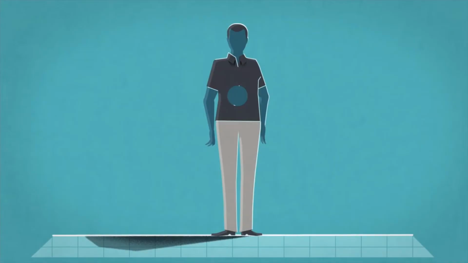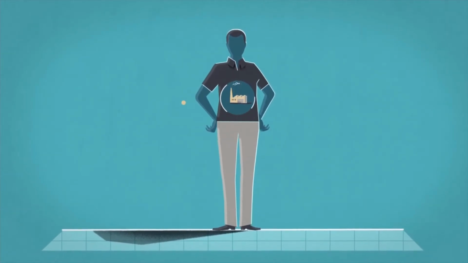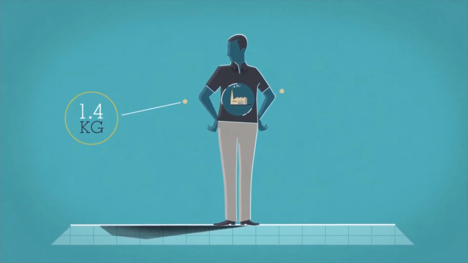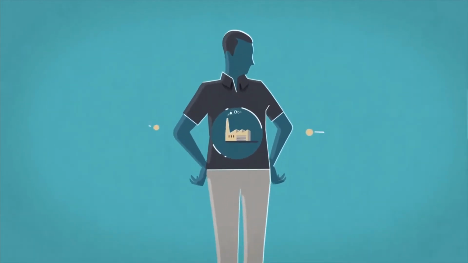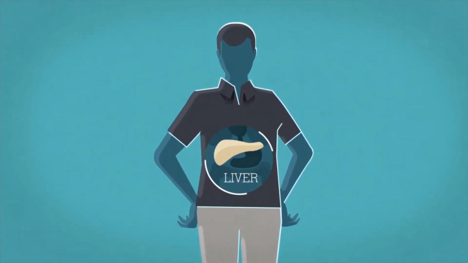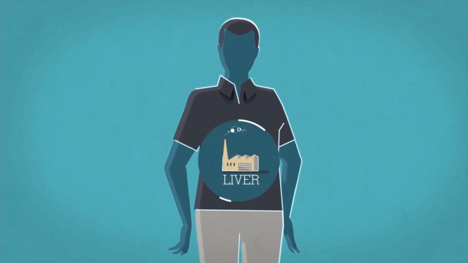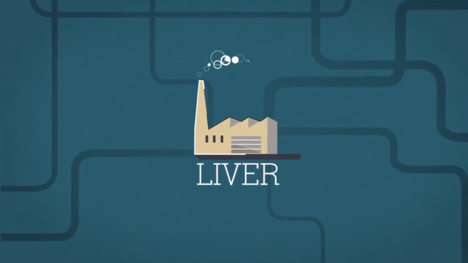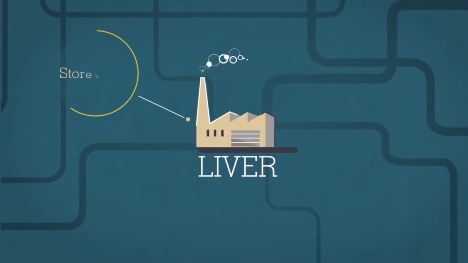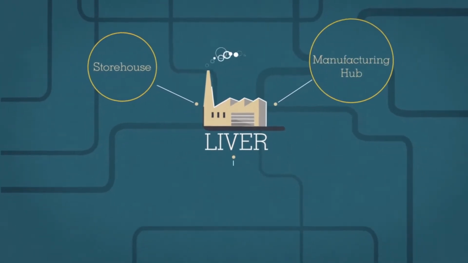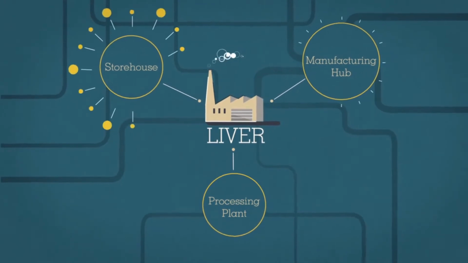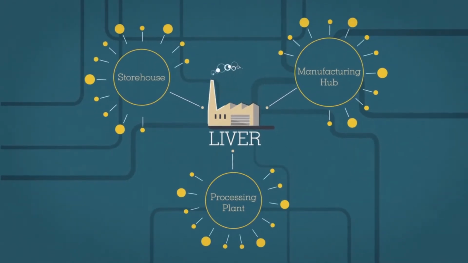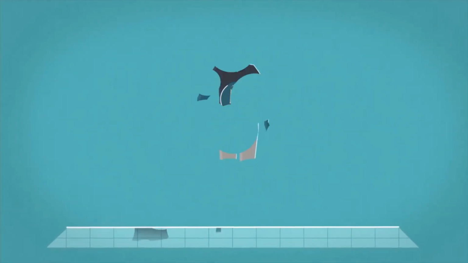It has several roles. There's a factory inside you that weighs about 1.4 kilograms and runs for 24 hours a day. This is your liver, the heaviest organ in your body, and one of the most crucial. This industrious structure simultaneously acts as a storehouse, a manufacturing hub, and a processing plant. And each of these functions involves so many important subtasks that without the liver, our bodies would simply stop working.